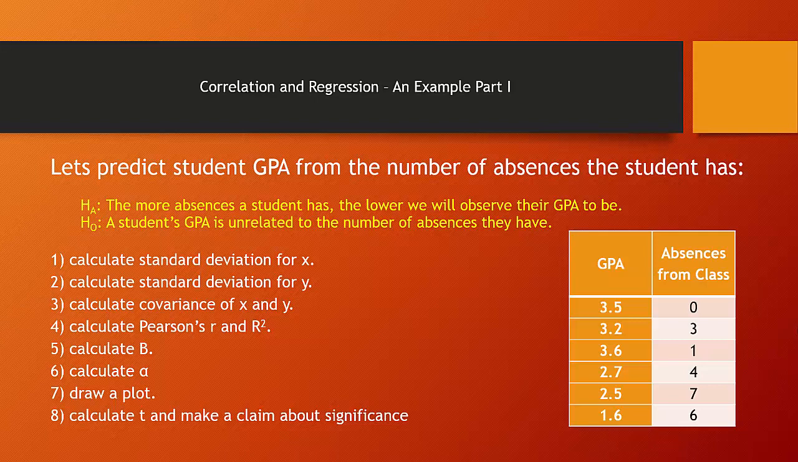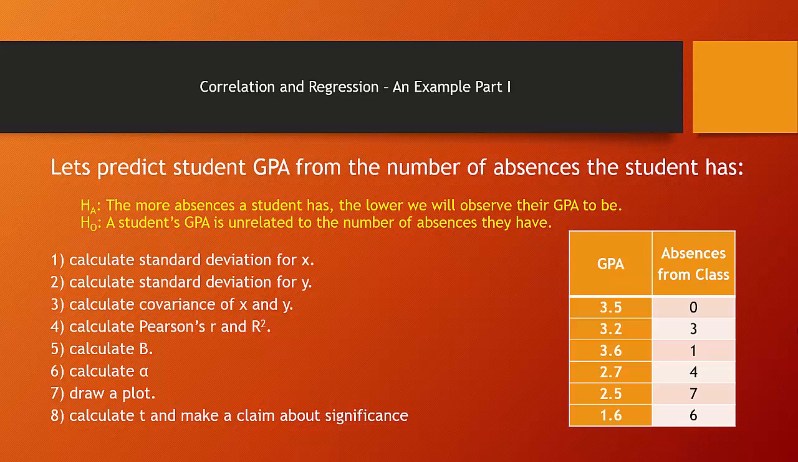Okay, so let's start by predicting student GPA from the number of absences that a student has. And we can have a hypothesis, you might imagine: the more absences that a student has, the lower we'll observe their GPA to be. And of course, a null hypothesis might be something like a student's GPA is unrelated to the number of absences they have.